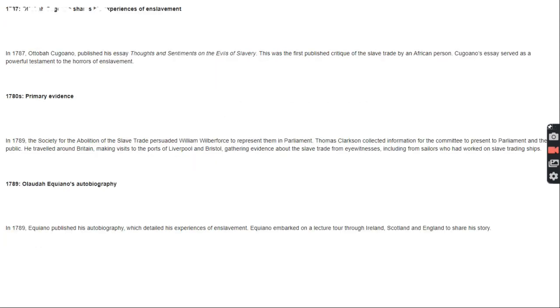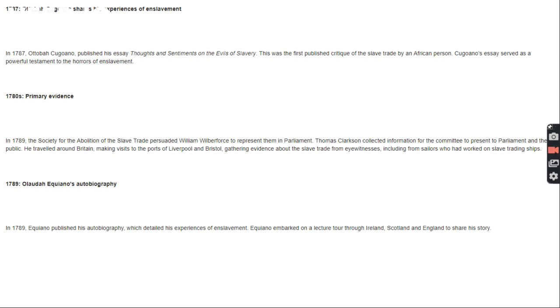1787, Ottobah Cugoano shares his experiences of enslavement. In 1787, Ottobah Cugoano published his essay Thoughts and Sentiments on the Evils of Slavery. This was the first published critique of the slave trade by an African person. Cugoano's essay served as a powerful testament to the horrors of enslavement.